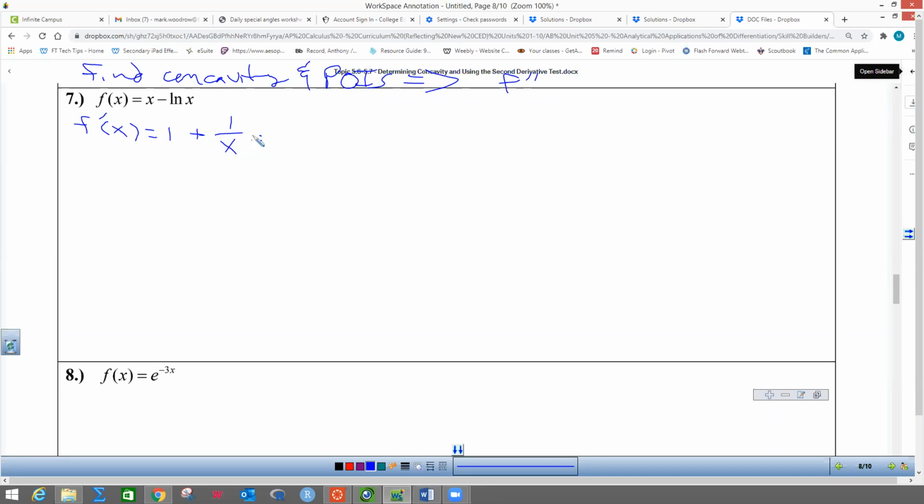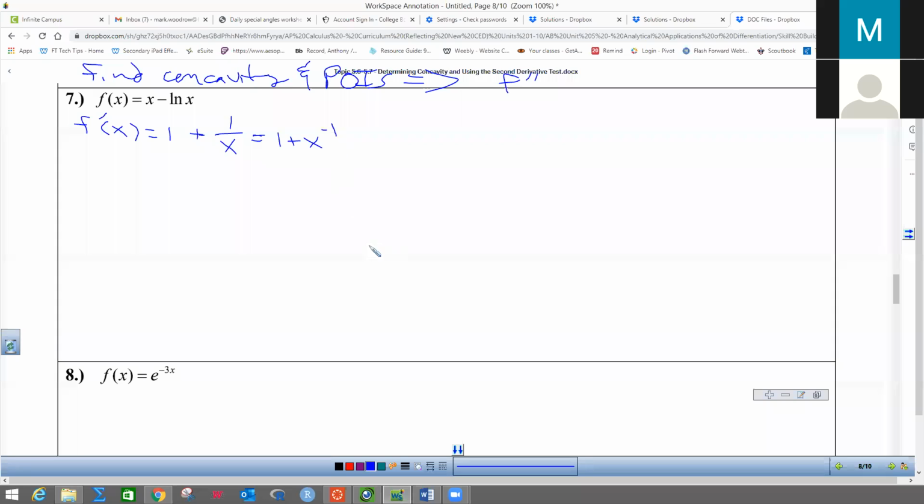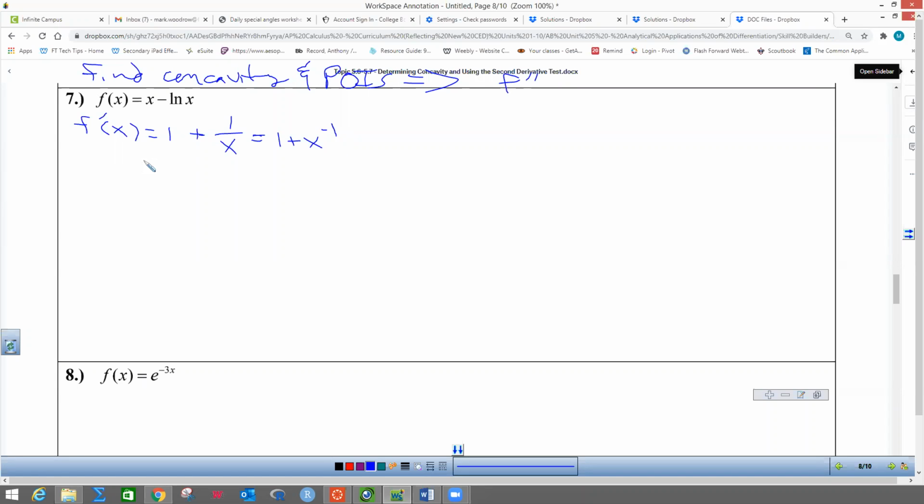So I need to do the derivative of this, so I want to think of this x. I'm going to move that x up to the top to make the power rule really easy for my derivative. Okay? So I'm going to do my second derivative using this. The derivative of 1 is 0, and the derivative of x to the negative 1 is going to be negative x to the negative 2, which would be negative 1 over x squared.